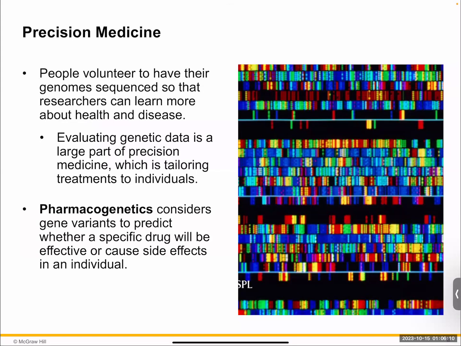Precision medicine. This is one of my favorite topics. So when people volunteer their genomic sequences, which is what I mentioned before, the more data we collect, the better we can understand how diseases develop. We can better understand the history of the changes that happen in a genome that lead to those medical conditions.